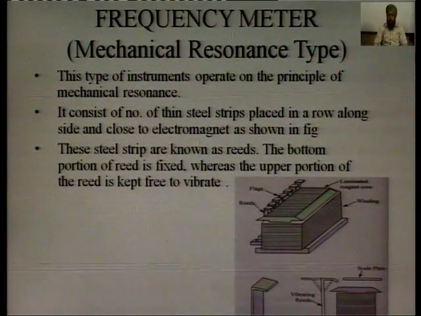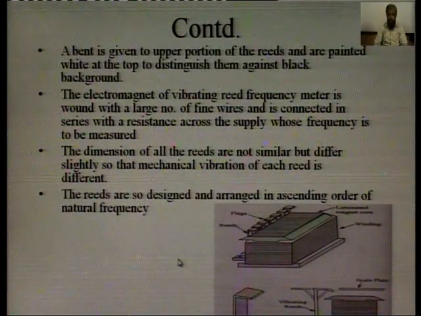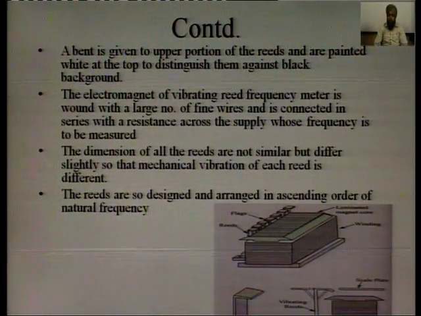It consists of a number of thin steel strips placed in a row alongside and close to an electromagnet, as shown in the figure. These steel strips are known as reeds. The bottom portion of the reed is fixed whereas the upper portion of the reed is kept free to vibrate. So it consists of an electromagnet and the steel strips. These steel strips are known as reeds, and this upper portion is known as the flag. A bend is given to the upper portion of the reed and they are painted white at the top to distinguish them against the black background.